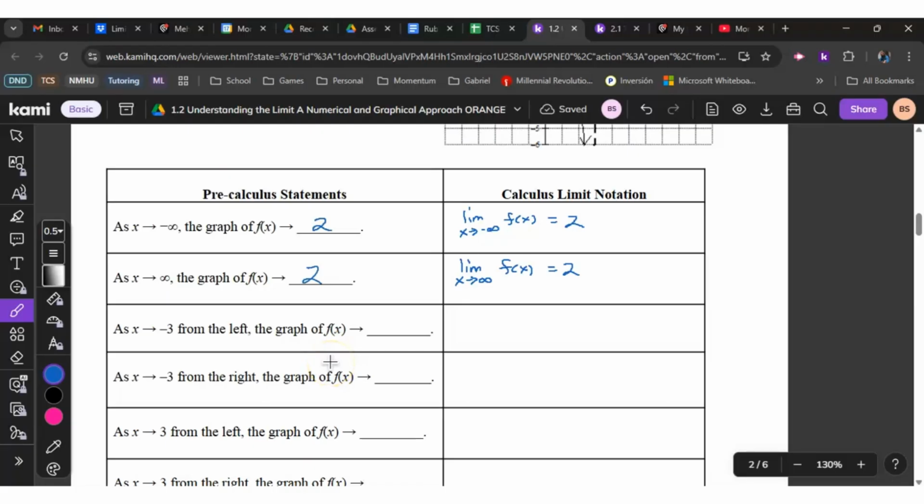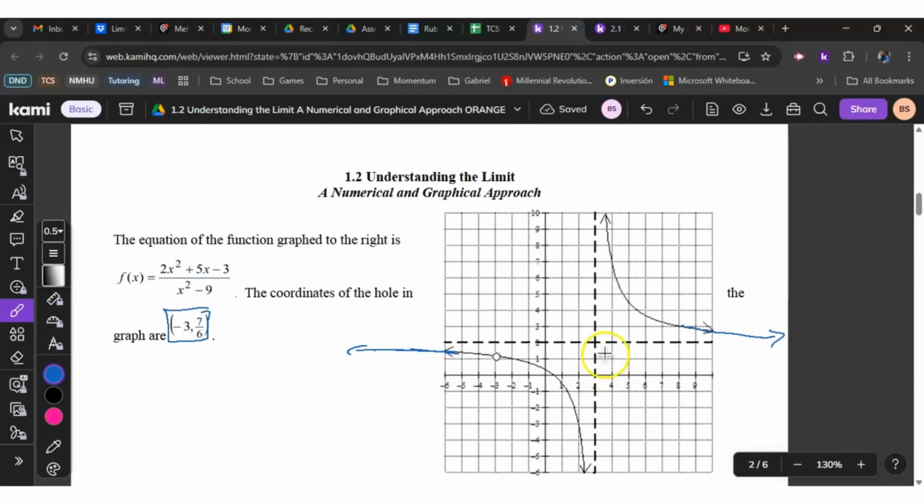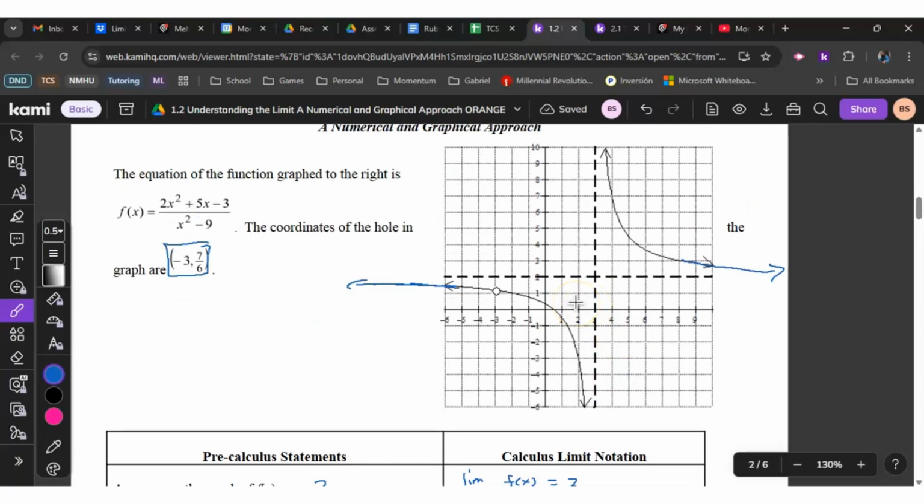Now, what about when x is approaching -3 from the left? The graph of f of x is approaching something, and then as x approaches -3 from the right. Okay, so we're going to do it from the 2 different sides, from left and right, but we're approaching -3 in both cases. -3 is the asymptote. What's the only option if we're approaching an asymptote? What do we have to go to? Infinity or negative infinity, right? There's no other option because we can't cross it.